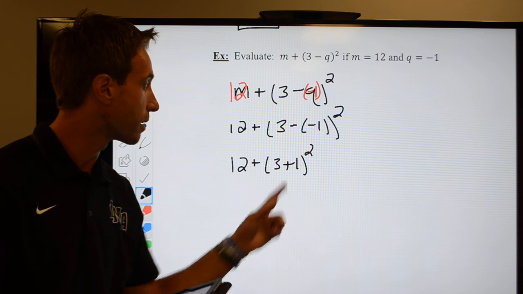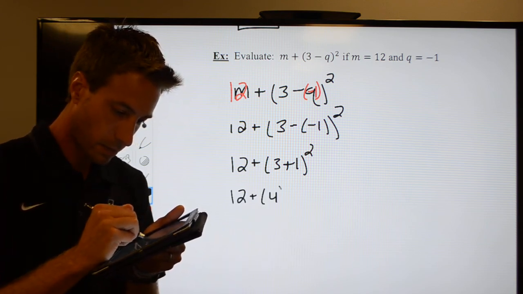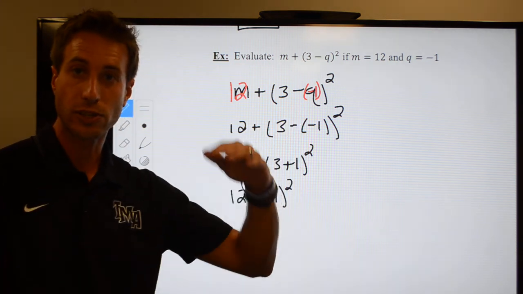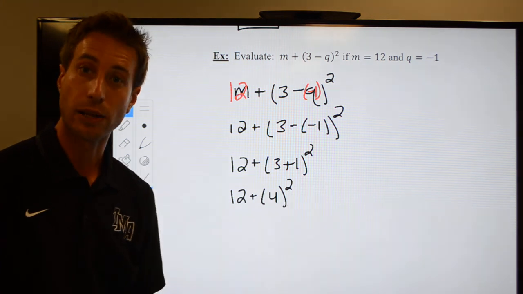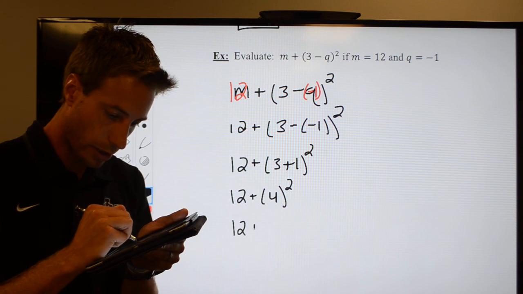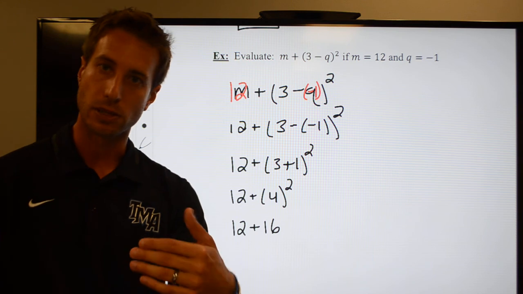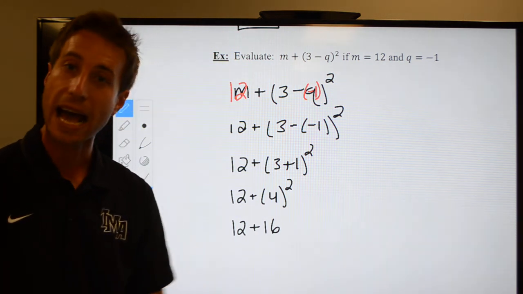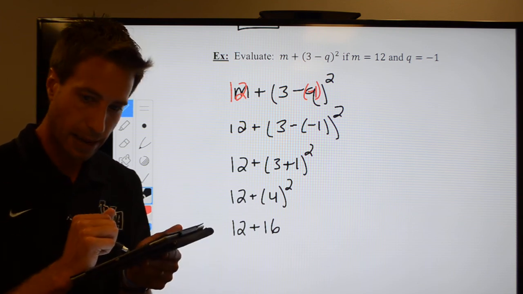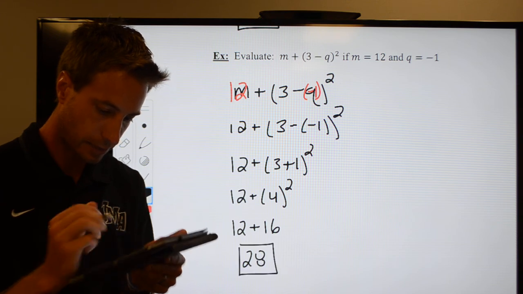Well, 3 plus 1 is, of course, 4. And let's go ahead and square that 4. That's the next step in the order of operations. After we've taken care of parentheses, we then evaluate exponents. So that's next. I believe 4 squared should be 16. Once we've taken care of exponents, the next step is to multiply and divide from left to right. But I don't have any multiplication and division. I only have addition. So that will be my next step. And 12 plus 16, I think, is 28.